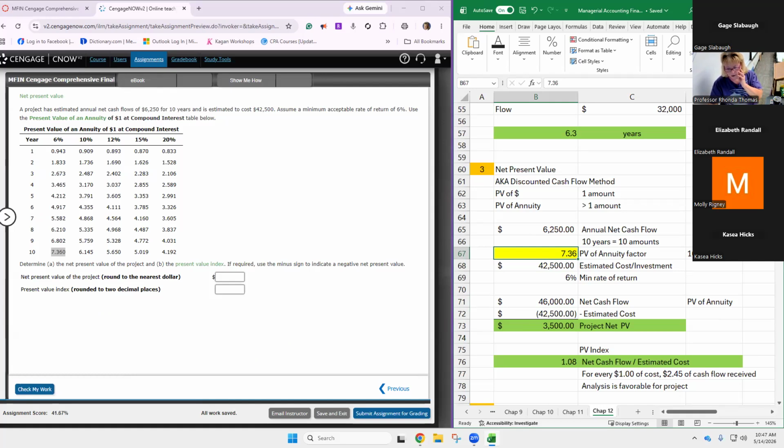Without present value, here's something to consider. Without present value, we would have just taken 6,250 times the 10 years, right? So I'm going to put without time value of money, TVM. Sometimes it helps put it in perspective. There it is. But with it, that's 10 years into the future.